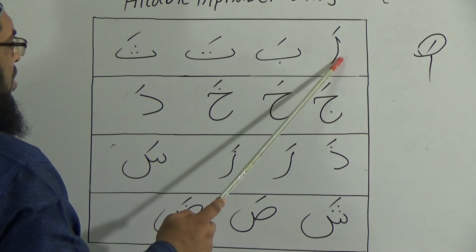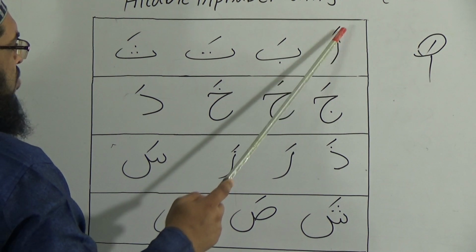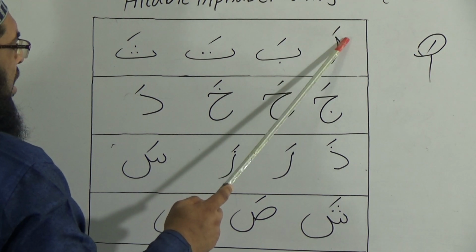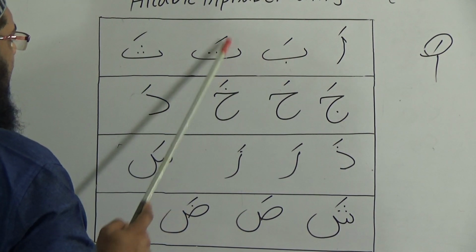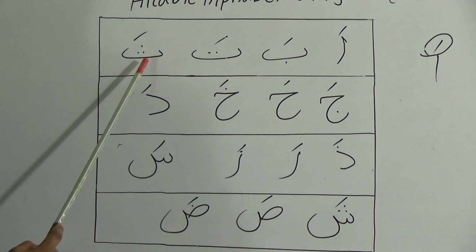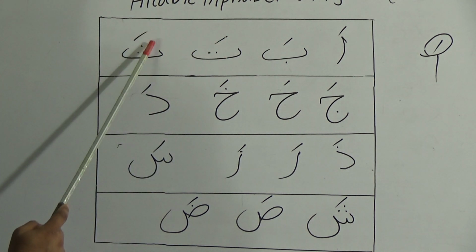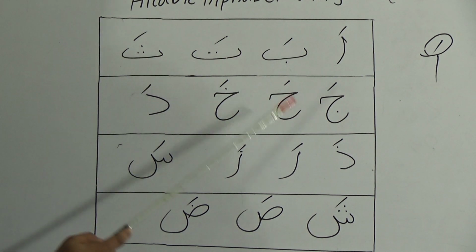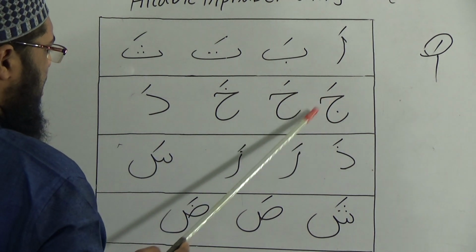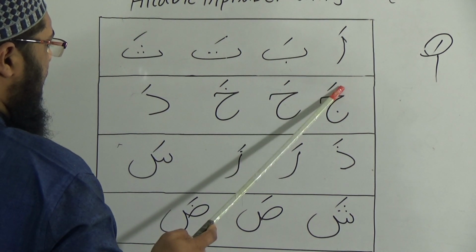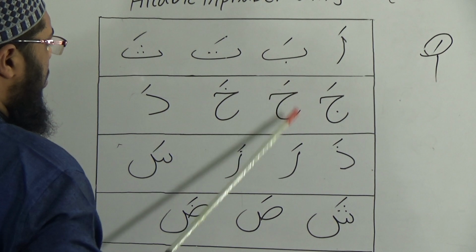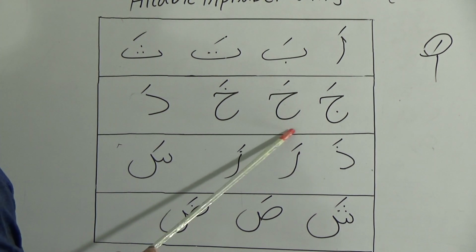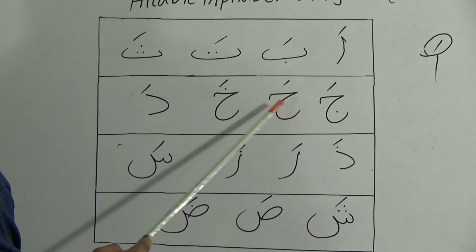Now everyone read with me: Hamza Zabar A or Alif Zabar A. Then Ba Zabar Ba, Ta Zabar Ta, Tha Zabar Tha. You have to pronounce this one very softly. Then Zim Zabar Ja. Then Ha Zabar Ha. You know that you have to pronounce this one from the middle of the throat.